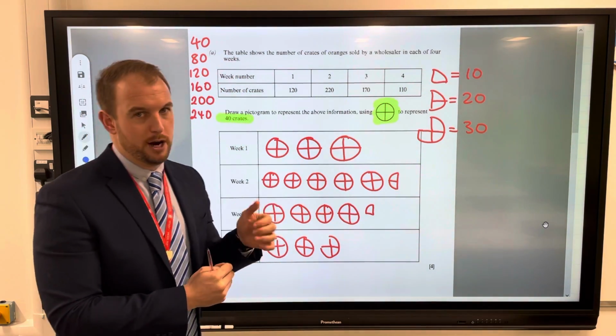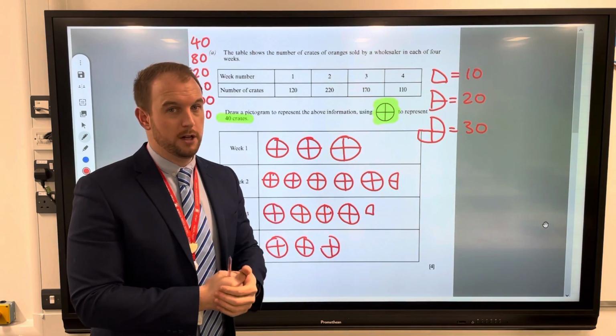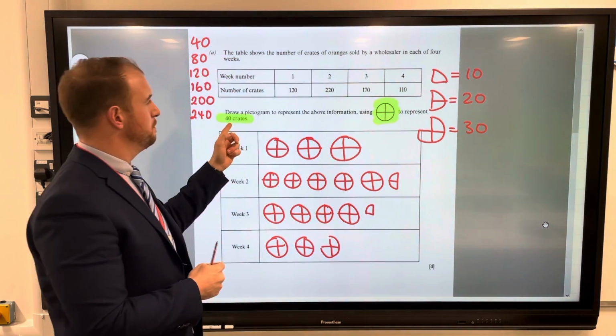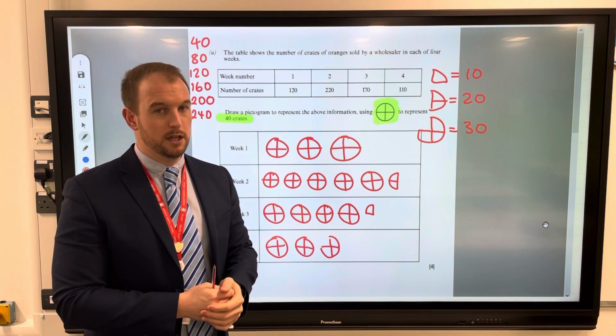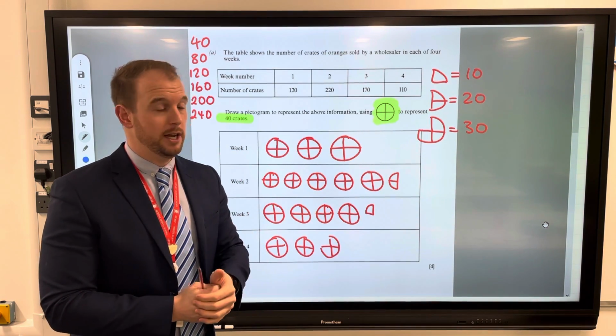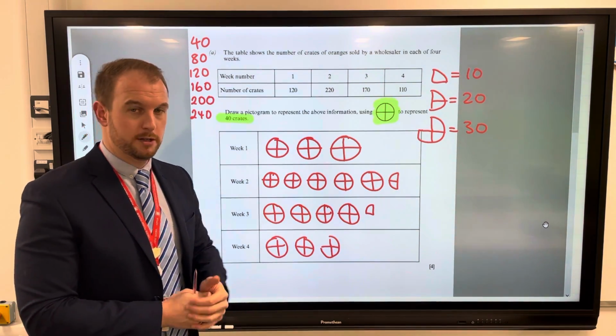Have a practice. It's not too difficult. I'm sure we can do it. Just be careful with the information in the question. You need to use it accurately in order to access all of the marks. Hope it helps.